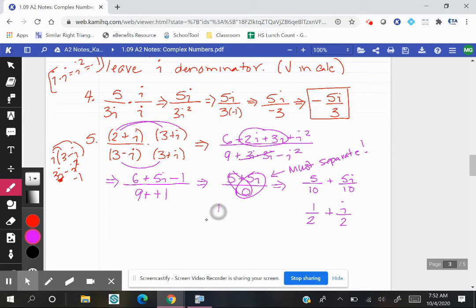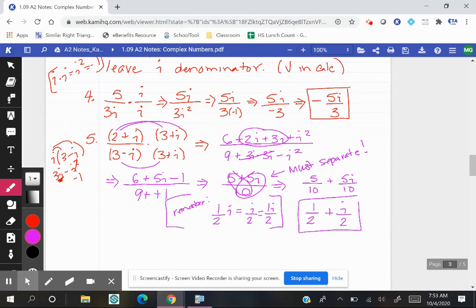But remember, if you have 1 over 2 times i, that's the same thing as i over 2, which is the same thing as 1i over 2. If it's next to the i, it means the i is in the numerator. So that's just a little side note. This would be your answer.